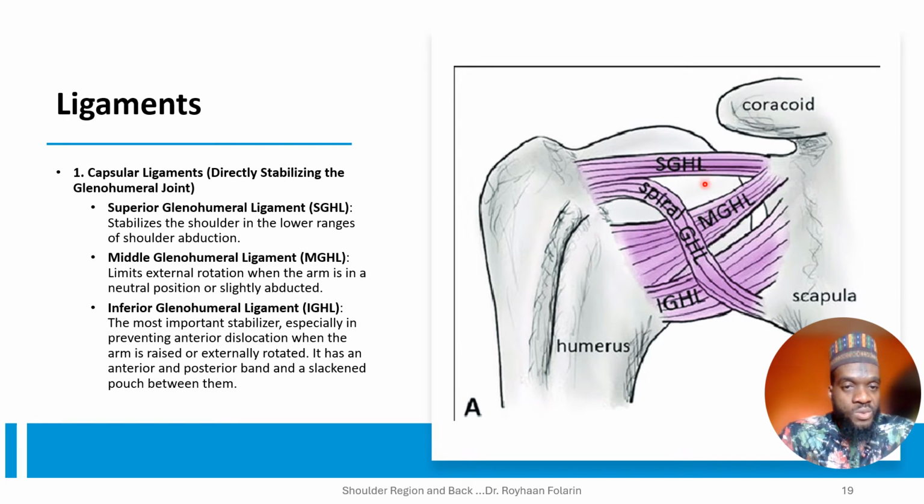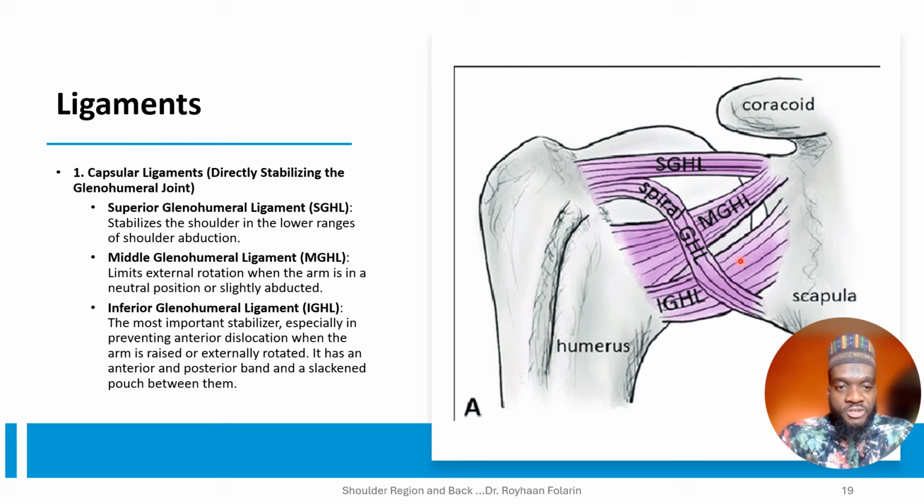is done. Also, you have the middle glenohumeral ligament, which helps to limit the external rotation whenever the arm is in a neutral position or is slightly abducted. So you see this running from the humerus down to the scapula, and you have the inferior glenohumeral ligament as well, which is the most important contributor towards stabilizing the glenohumeral joint.